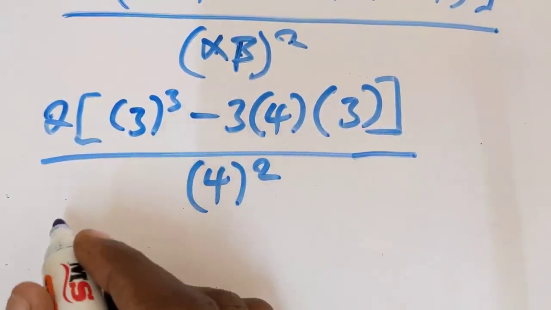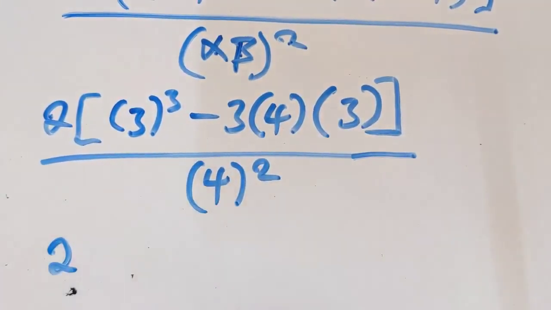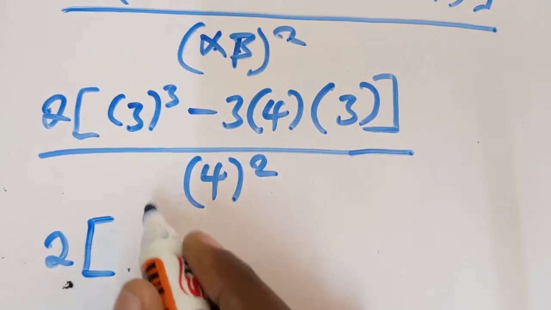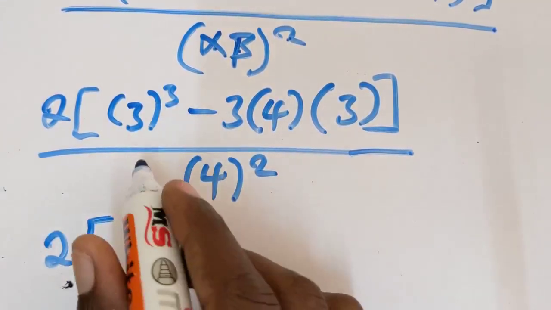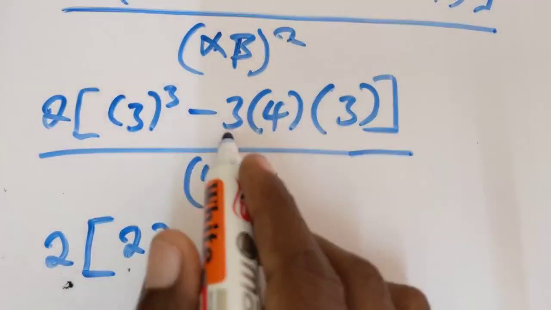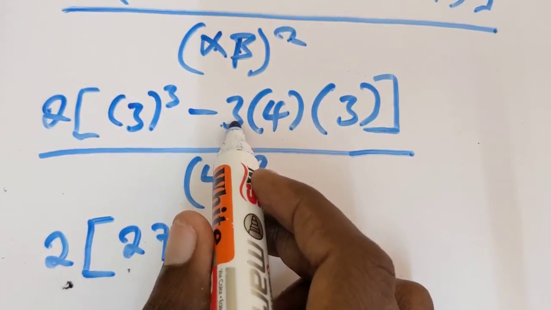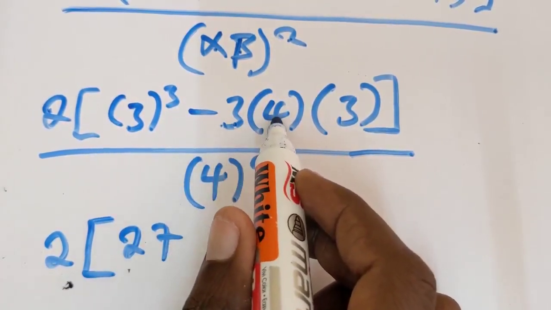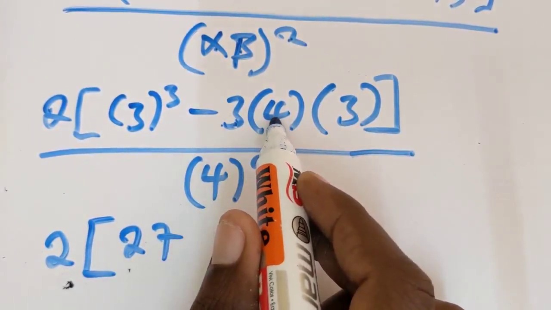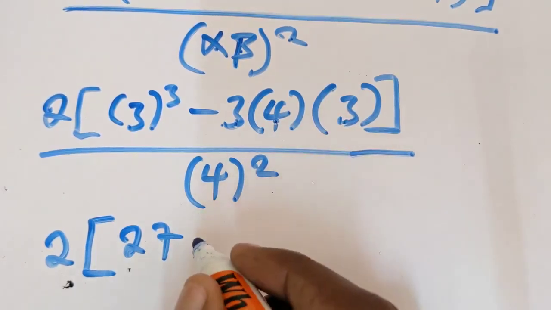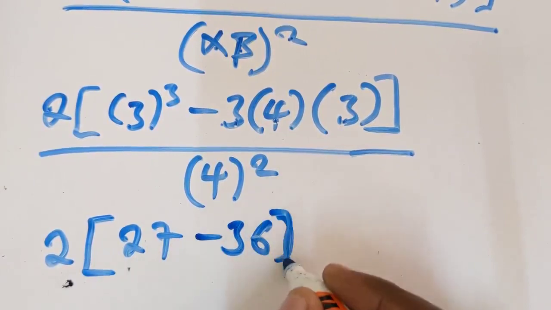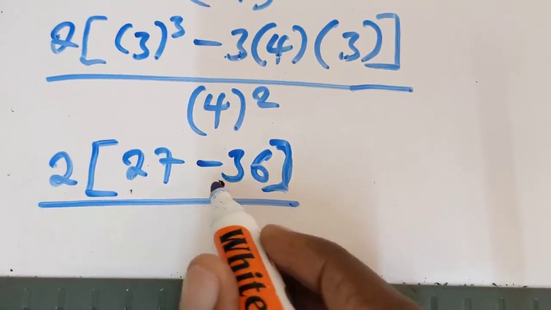Then from here you just solve, as simple as that, just to get your 5 marks. Just imagine 5 marks just to do this. So this is 27. 3 to the power 3 is 27. Then 3 times 4 is 12. Then 12 times 3 is 36. So that is 27 minus 36. Okay, then there is over.